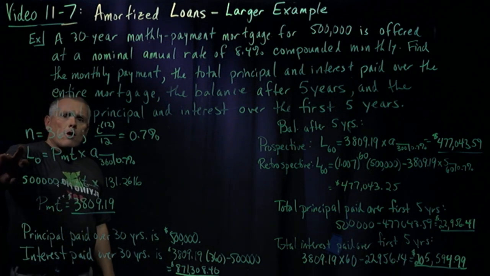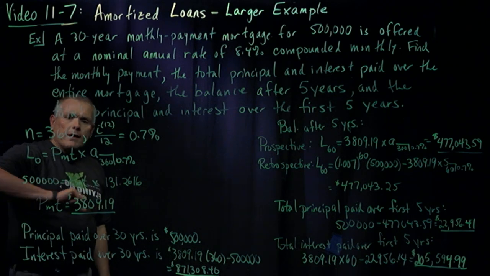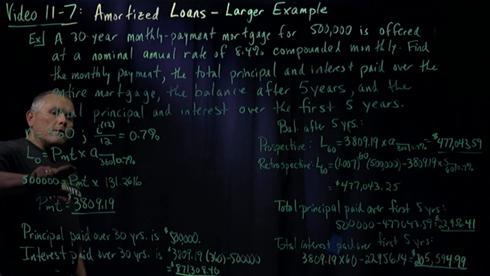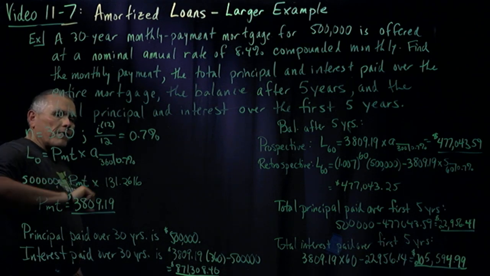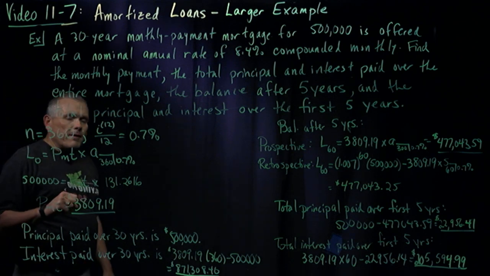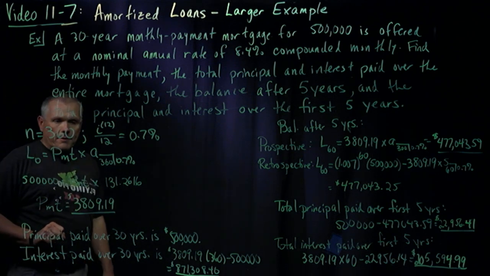We calculate our loan amount as the present value of annuities. So the given loan amount is $500,000. We don't know the payment. We can calculate this value on the calculator and get 3809.19, solving for the monthly payment. Nice calculator-active problem there.